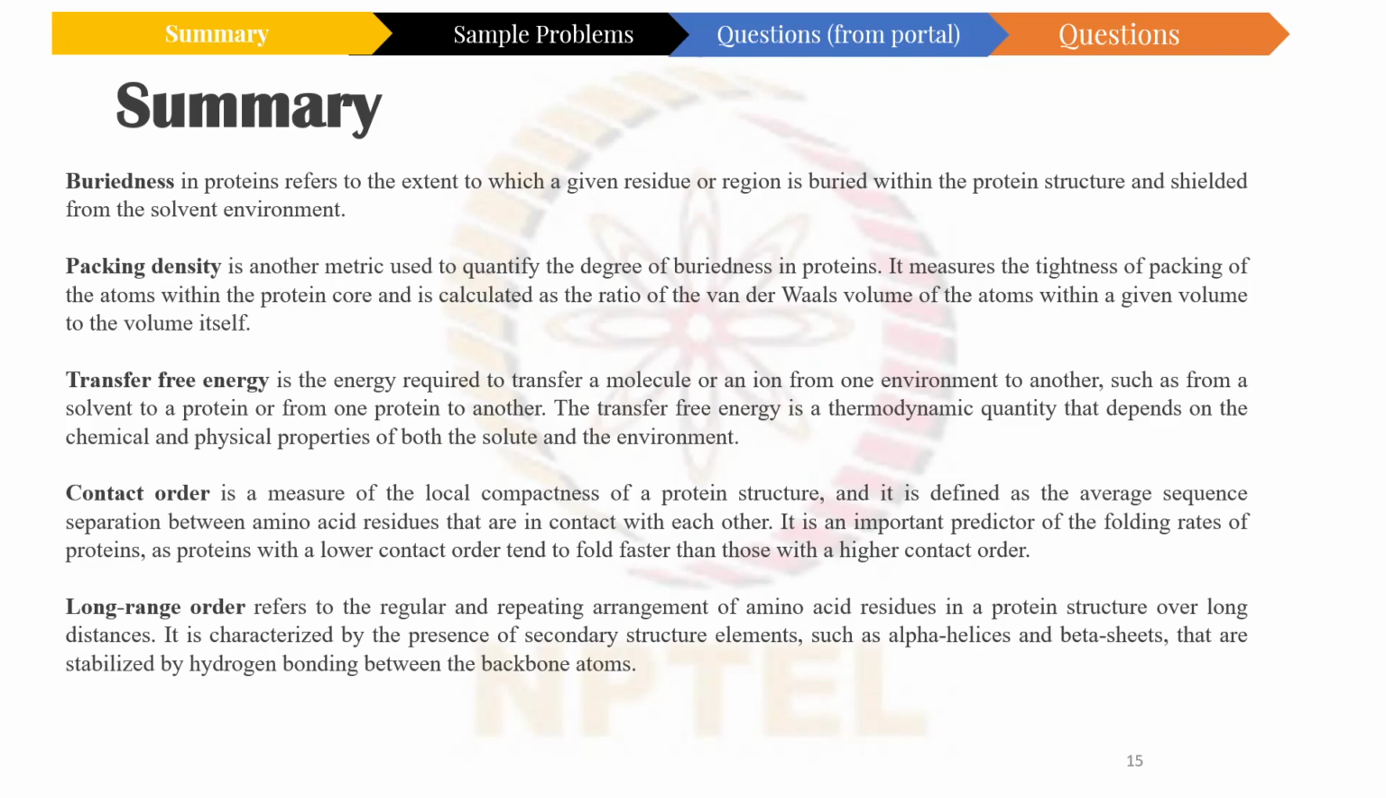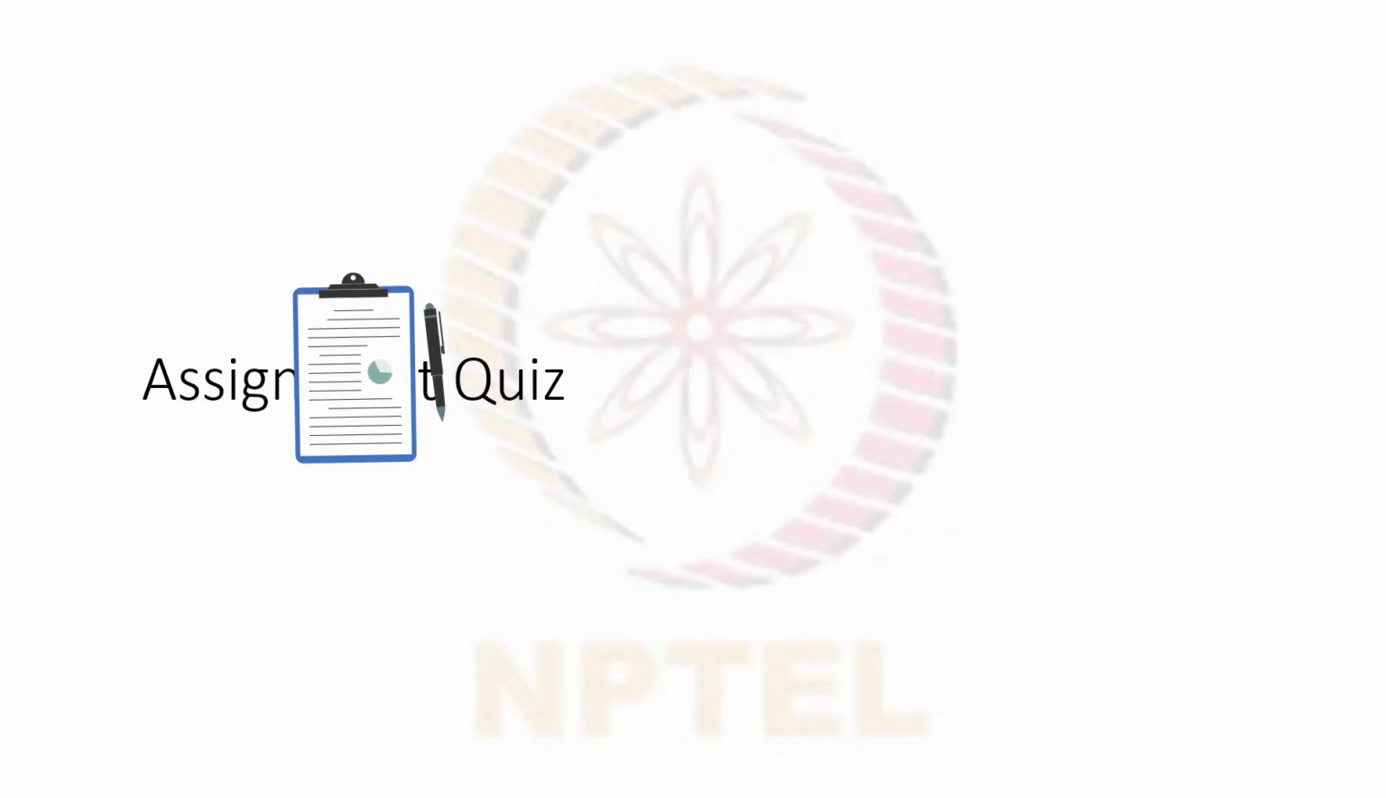between them. This long range order refers to the regular or repeating arrangement of amino acid residues in protein structure over long distances. It is important for stability and functions of protein structures and can be visualized and quantified using various tools and metrics. I have now completed this summary part.